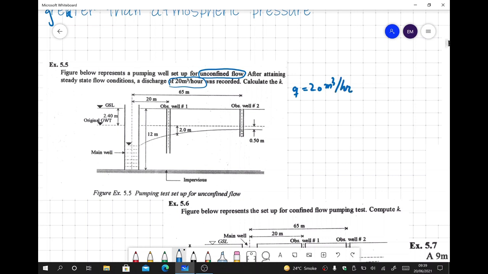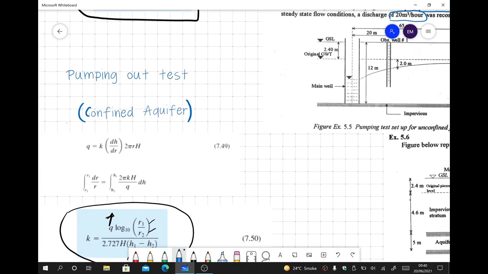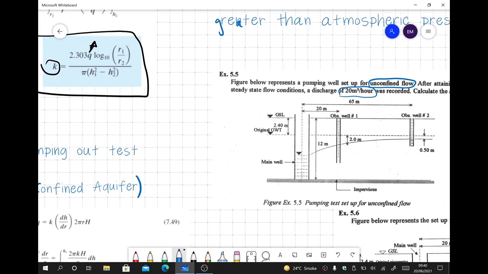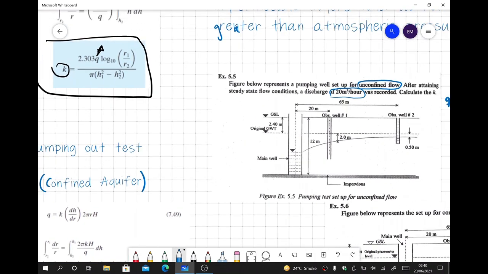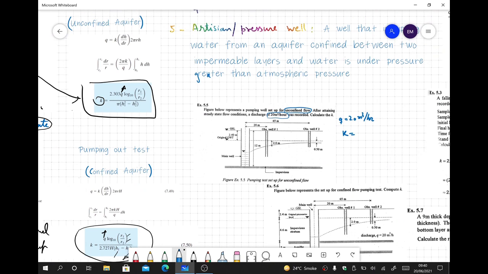And to solve this, I need to know the formula for the permeability of an unconfined aquifer. Let me write the formula here: k = 2.303 Q log(R2/R1) / (π (H1² − H2²)). So now we'll find out the values.